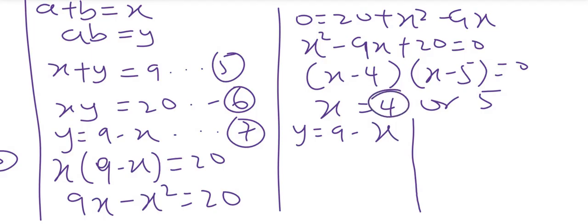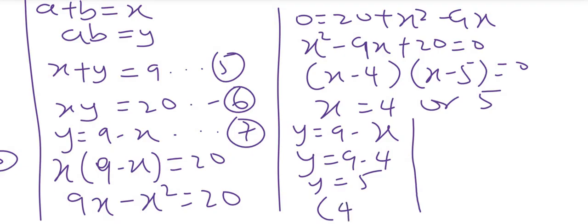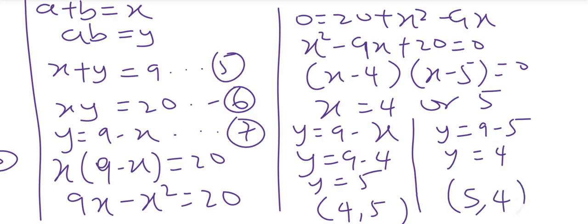So when x is 4, y will be 9 minus 4, which is y equal 5. So I have 4 comma 5. Likewise, when x is 5, I have y equal 9 minus 5, y equal 4. So I have 5 comma 4. I have two pairs that satisfy the equation x plus y equal 9 and xy equal 20.